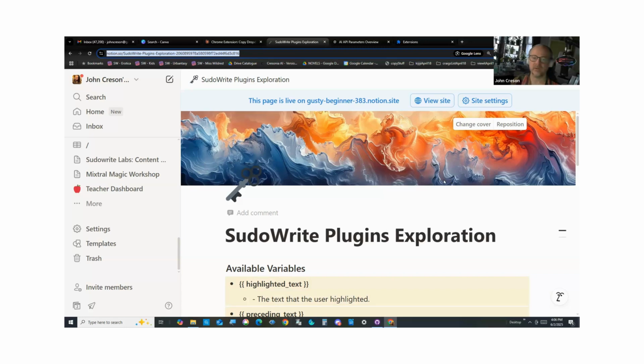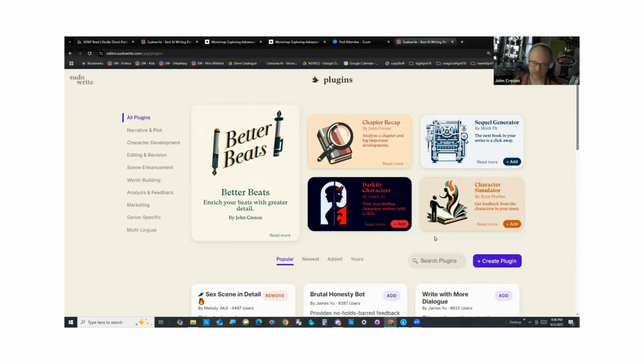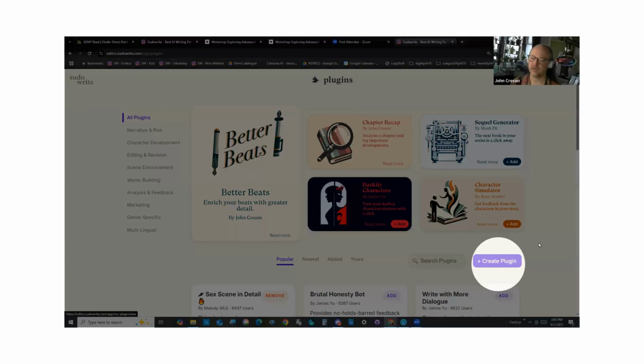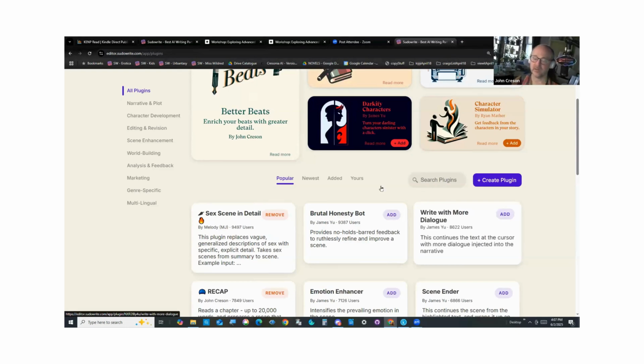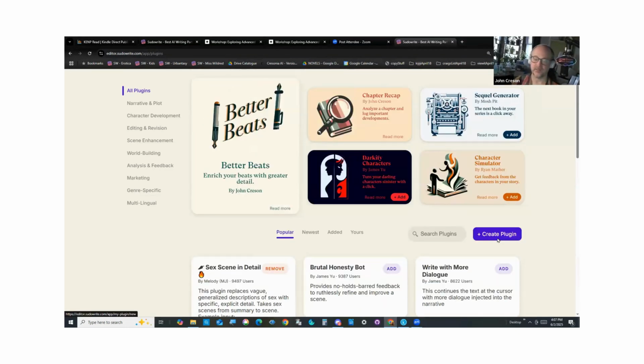Okay, so the first thing I wanted to do with plugins is I want to draw your attention to this. Let's see, create plugin button right here. And so all you have to do to create a plugin is hit that button. Quickly through here, you'll notice that there's narrative and plot, character development, editing, revision, scene enhancement, world building, analysis, marketing, genre specific, and multilingual. So you self-select and put your plugins into these different categories.